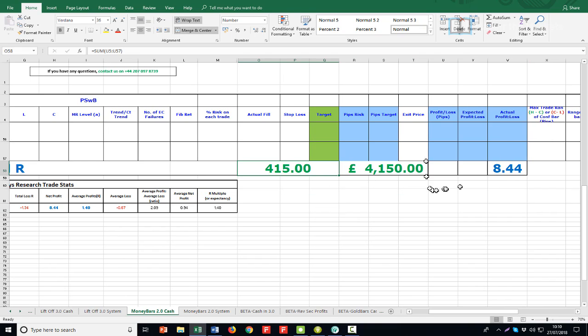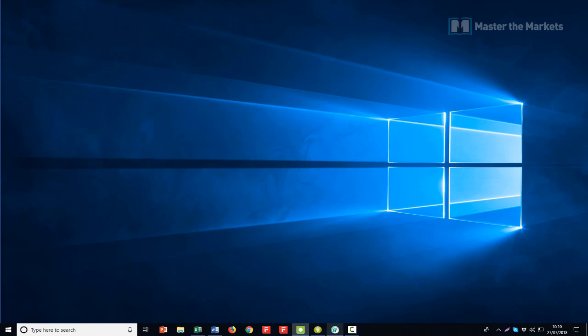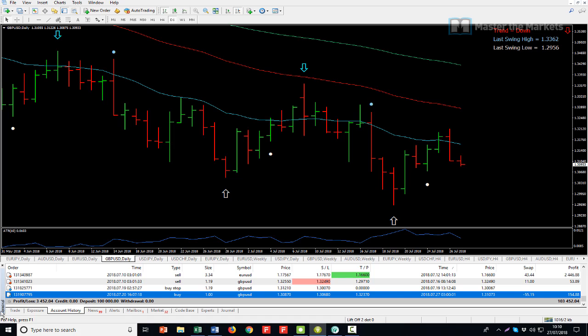at £10 per pip, £4,150, 8.44%, and of course for us representing a profit of £3,452 on our trading account just there.